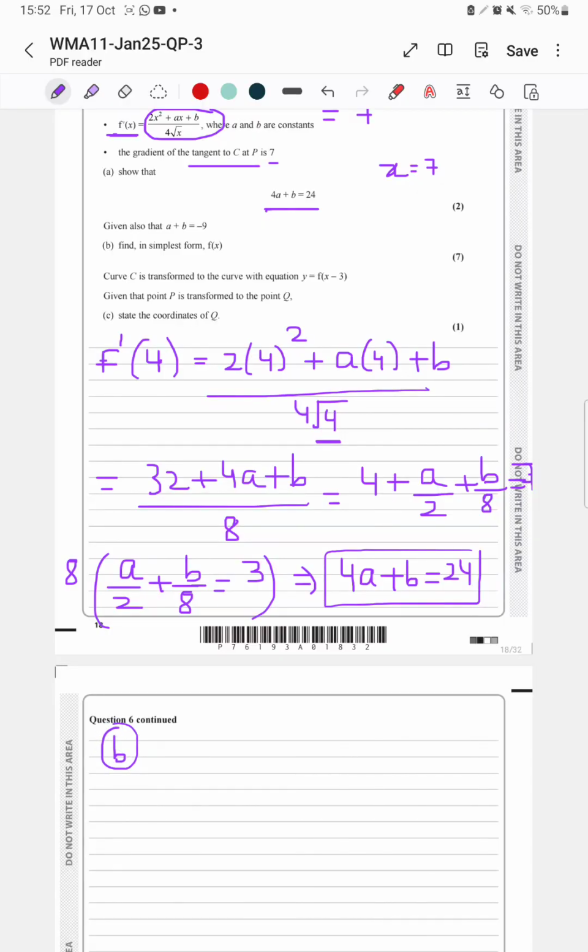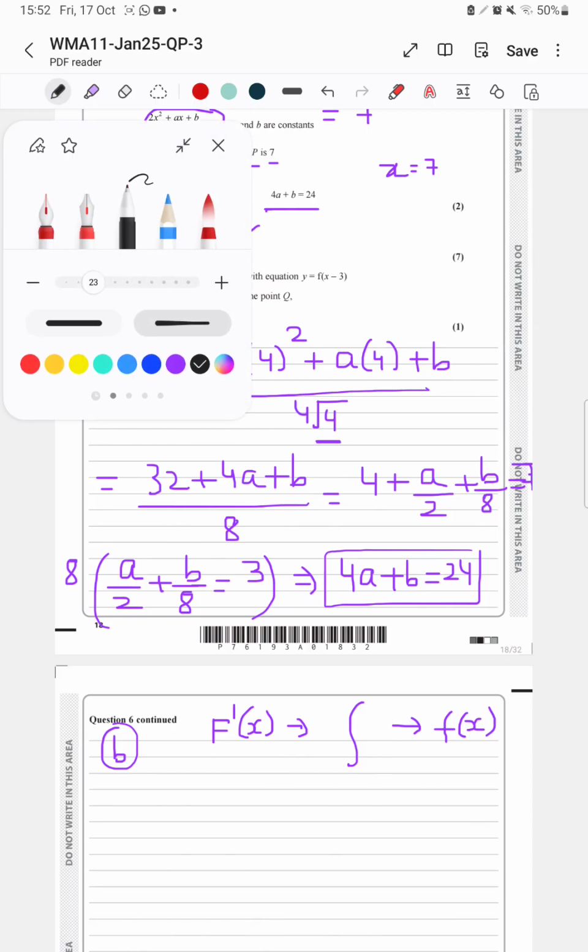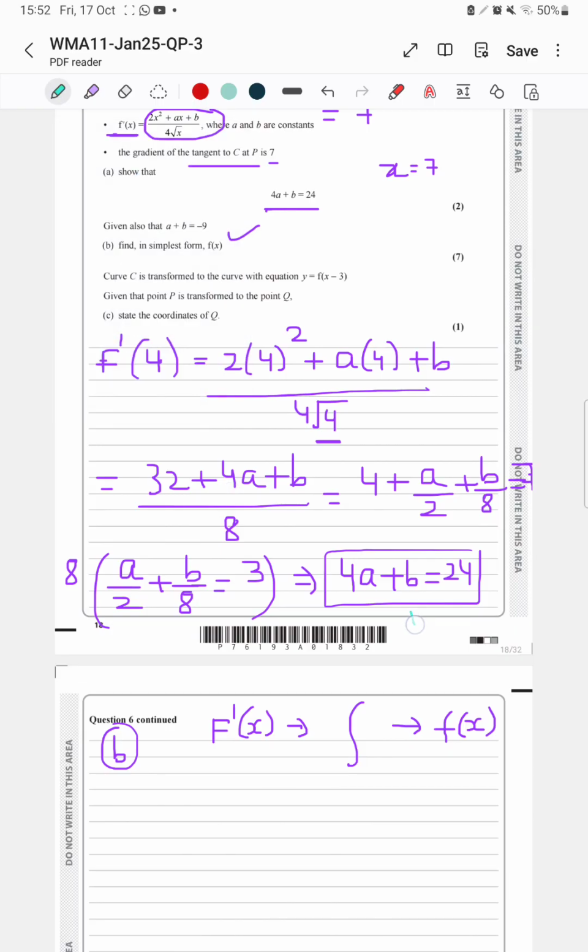Now if I need to find f of x, of course f dash x is given to me. I can integrate it. If I integrate it, I can get f of x. But in f of x, I will be getting a constant of integration, and before that, to get the function fully as a normal function without any constant values like a, b and all, I need to substitute the values of a and b. So first I will calculate them. How can I calculate? I have proved one equation, and that one equation is given here as 4a plus b equal to 24.